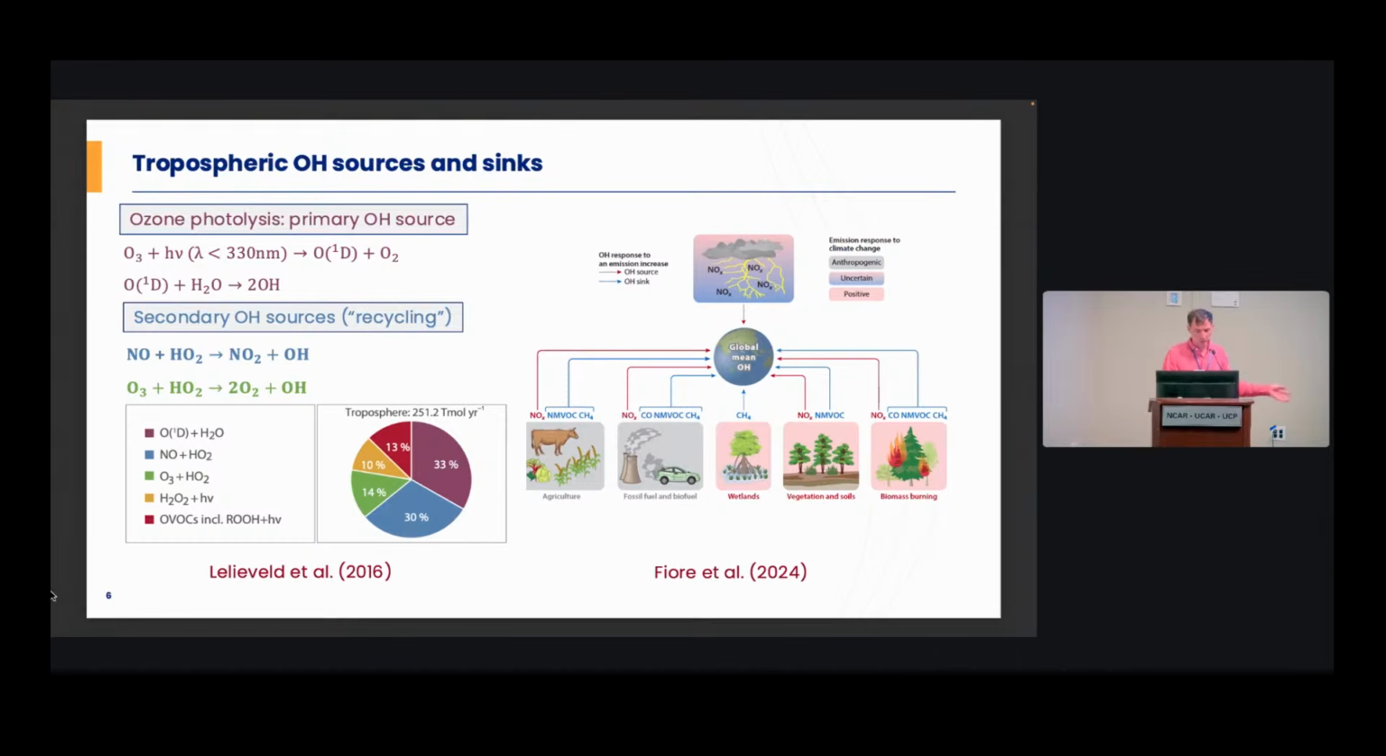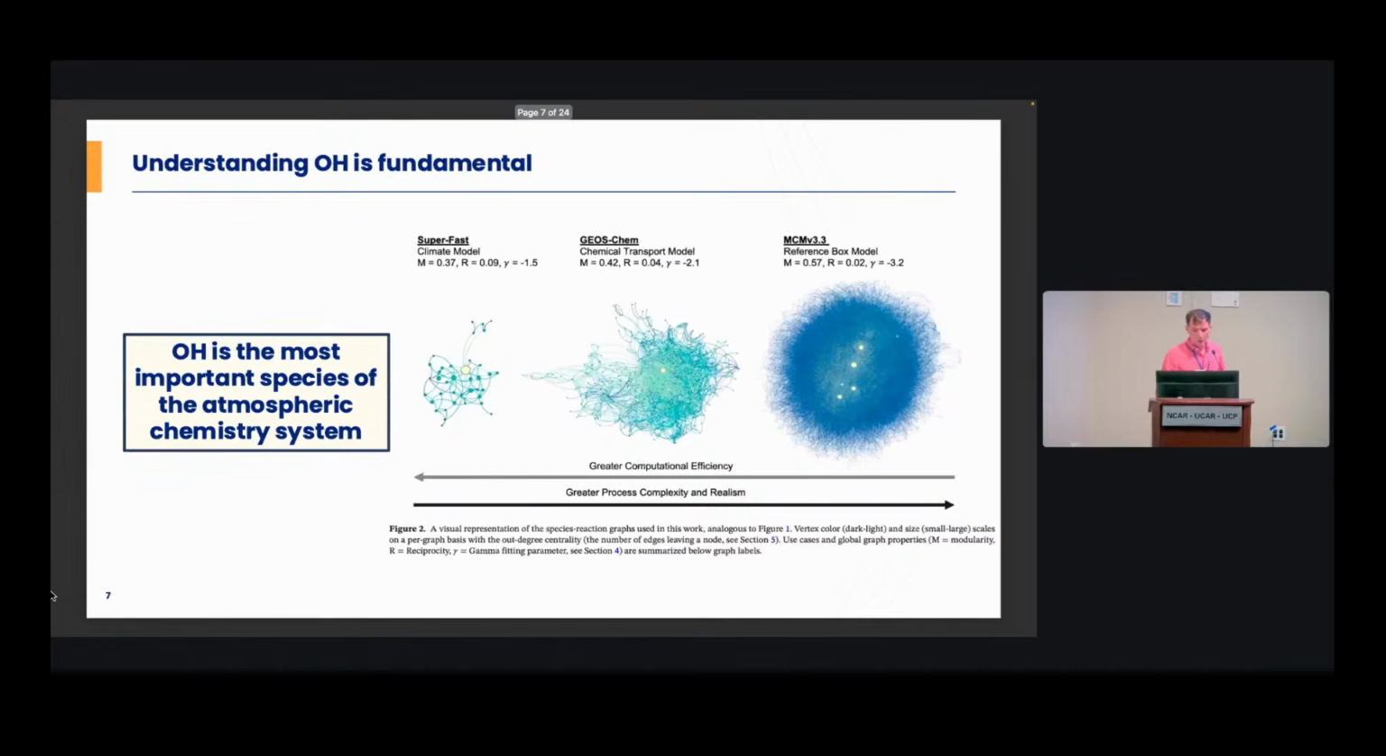Not only is the chemistry complicated, but so are the sources, as we just saw: agriculture, fossil fuel, but also wetland methane, vegetation and fires, lightning NOx. They would all contribute to sources and sinks in a coupled way. In fact, if you compare GEOS-Chem, simple chemistry, and MCM, OH is the most important species of the system.